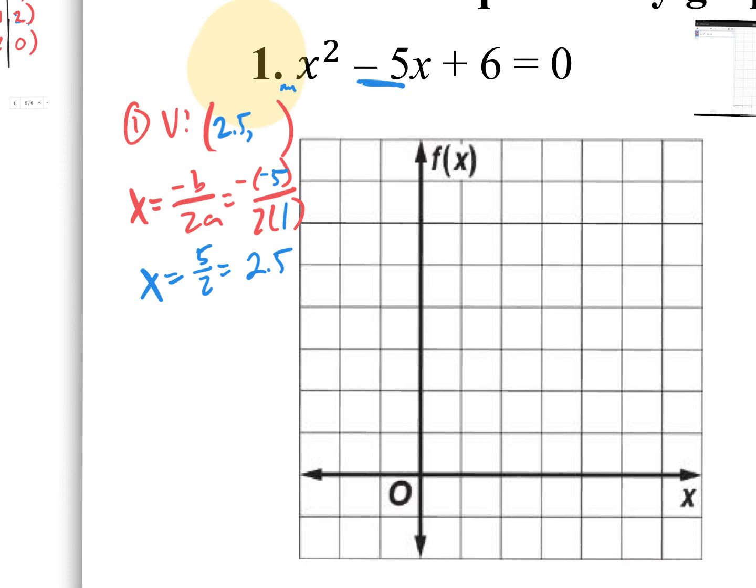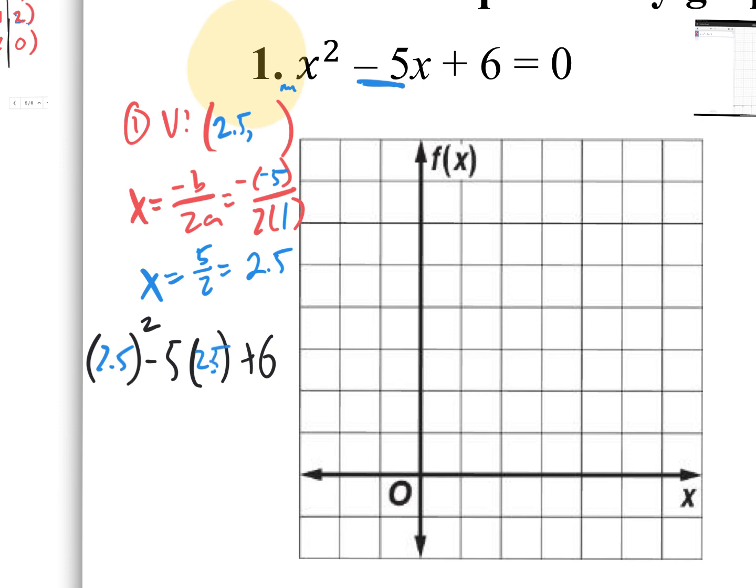But just because they said, I'm going to plug it in. The original says x squared minus 5x plus 6, but instead of equaling 0, I'm going to pretend that it says y equals. That way I could find my y value of the vertex by plugging in the answer that I just found, which was 2.5. Like I said, normally I wouldn't do this. I'd be like, forget this, I want to do it a different way.